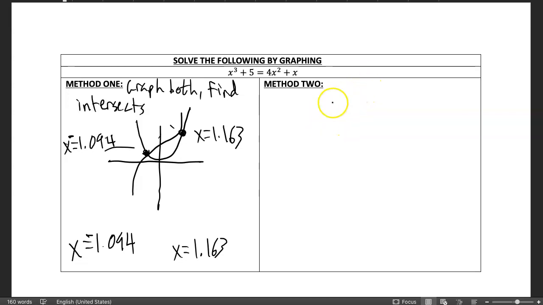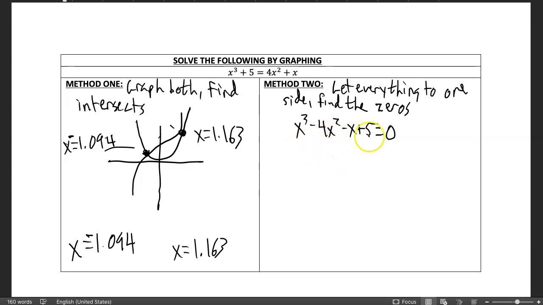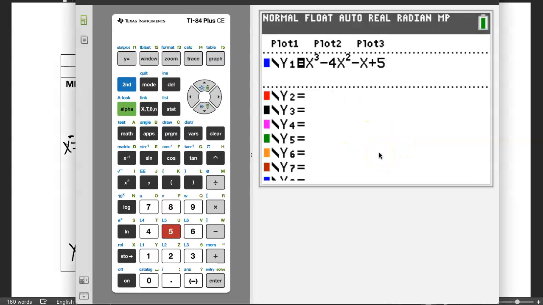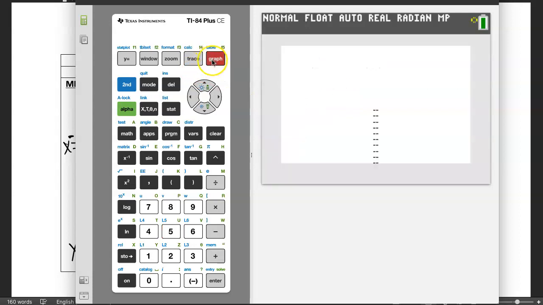The second method would be to get everything to one side and then find the zeros. Let's go ahead and try this method. Here we've moved all of our equation to one side. We get x cubed minus 4x squared minus x plus 5 is equal to 0. We have that ready to graph here. Let's go ahead and graph this.